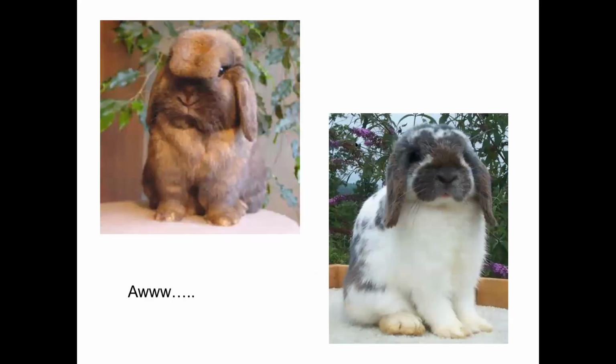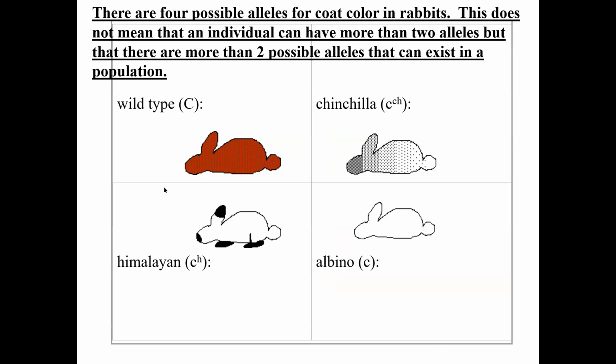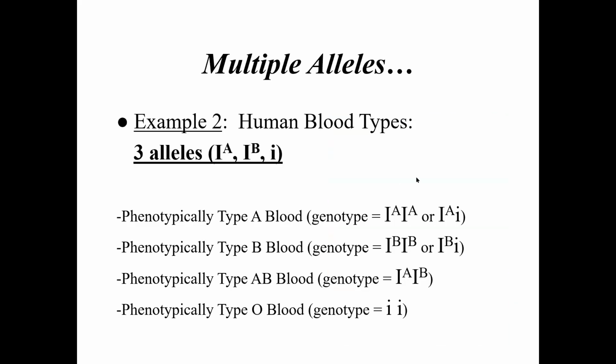Now, if you cross these, well, you can't get any of the other ones from it, can you? If you cross a chinchilla and a Himalayan, what are you going to get? I have no idea. But here's blood again, which is easier to understand, right?